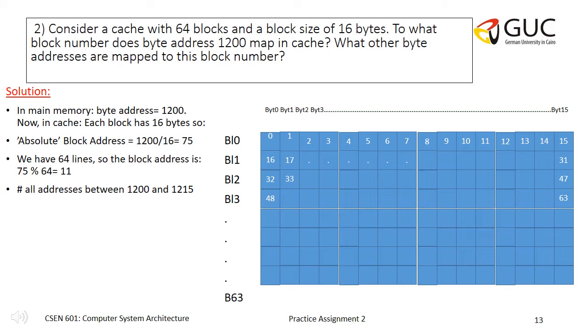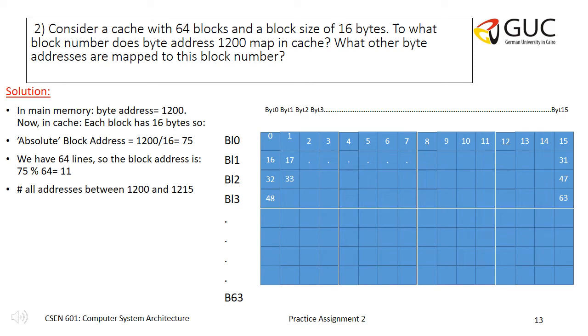How do we do it? We divide by 16 to know to which block number this address belongs. We found out that it is 75, which is a number we don't have because we only have 64 blocks. So that's why we did the modulus to know to which block address 1200 belongs. Okay. The other question is, what other byte addresses are mapped to this block?